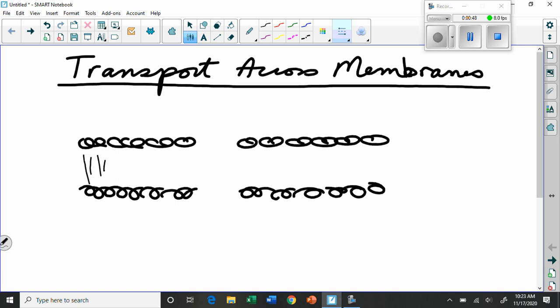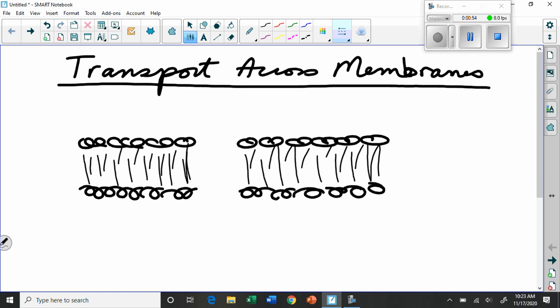So in here we have the little tails, right, of the molecules. And what I want to show here is one of those integral proteins, the big tangled up string-like molecule of the protein in the middle. And we're going to look at all the different ways that you can get through a membrane.